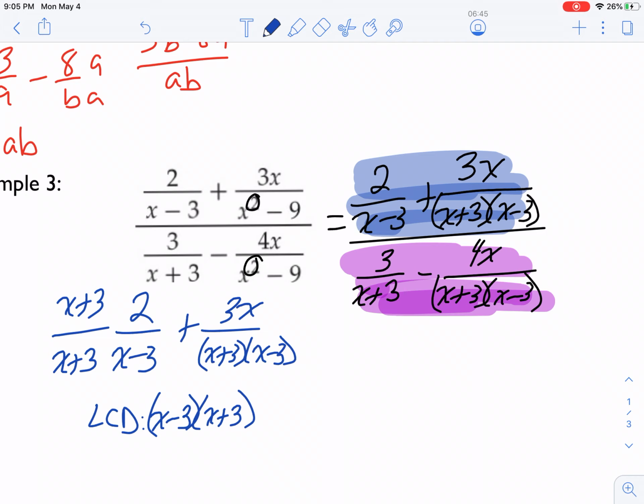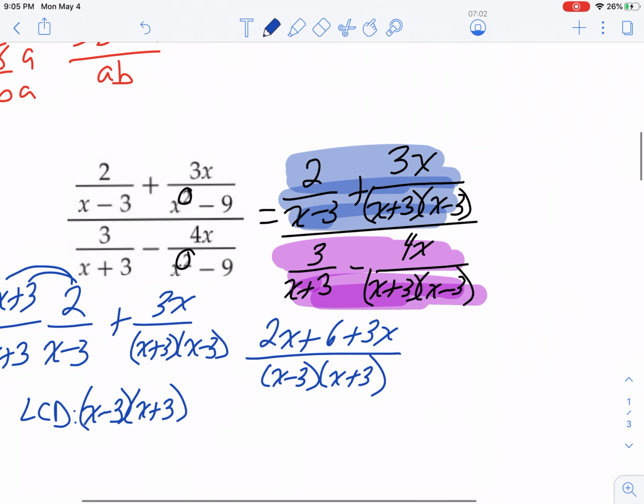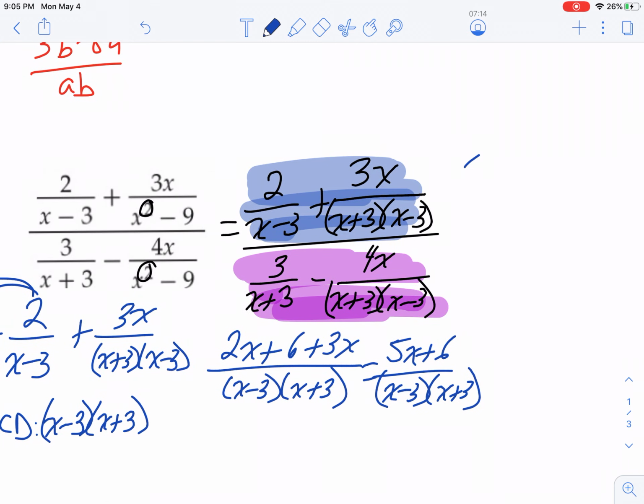So all I've got to do is distribute. 2 times x, 2 times 3. 2 times x is 2x. 2 times 3 is 6. I'm not multiplying anything on the right, which gives me 3x over my LCD. I can combine my like terms, and I have my top rewritten. So I've got 5x plus 6 over x minus 3, x plus 3.